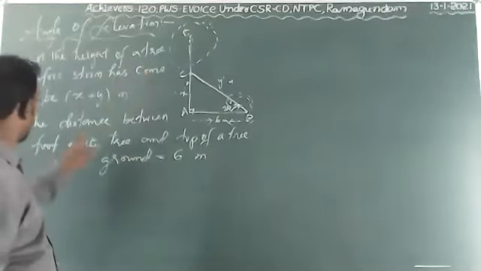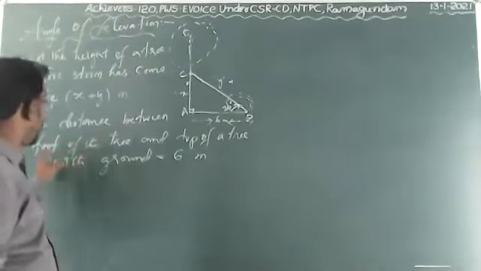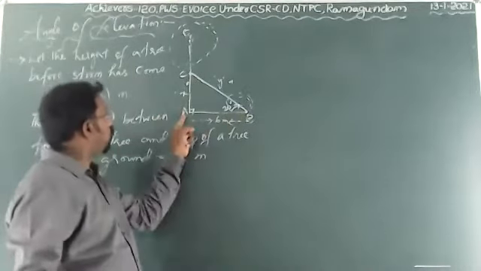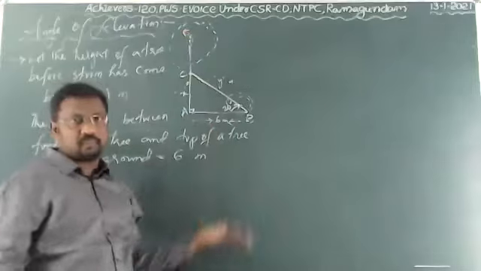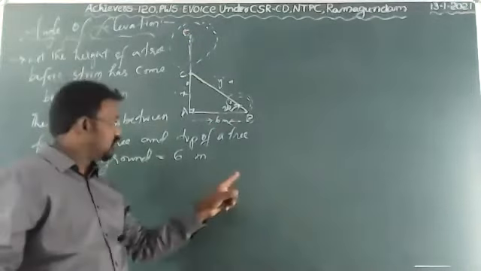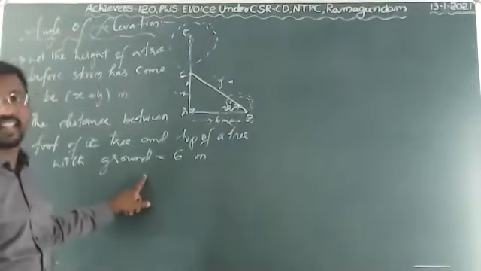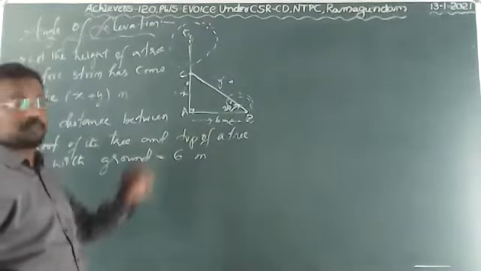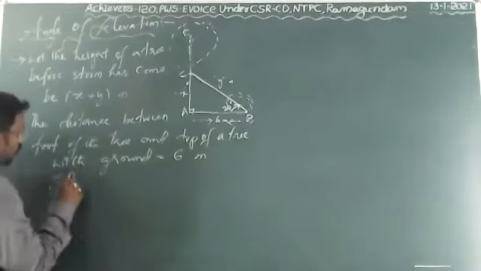See, this is the height of the tree. This is also the distance between the foot of the tree and the top of the tree. This is the foot of the tree, top of the tree. This is also the same. But with the ground, that will be 6 meters. And angle of elevation.